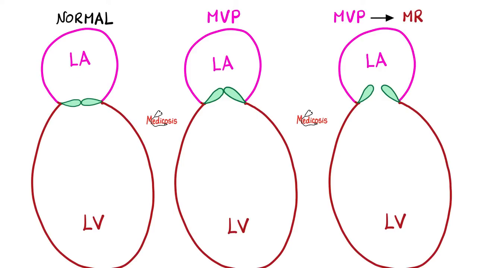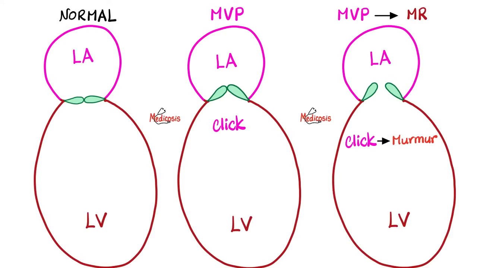Normally, you close the mitral valve during systole. This is mitral valve prolapse, and this is prolapse with regurg. If it's just mitral valve prolapse, you hear a mid or late systolic click, which is best heard at the apex of the heart in the left fifth intercostal space mid-clavicular line. If it's mitral valve prolapse and mitral regurgitation, then I'm gonna hear the click during systole followed by the systolic murmur.